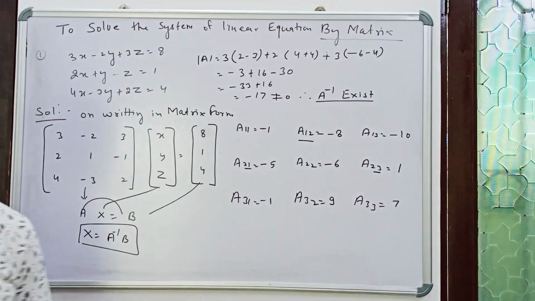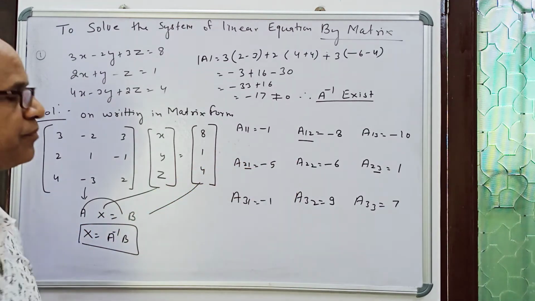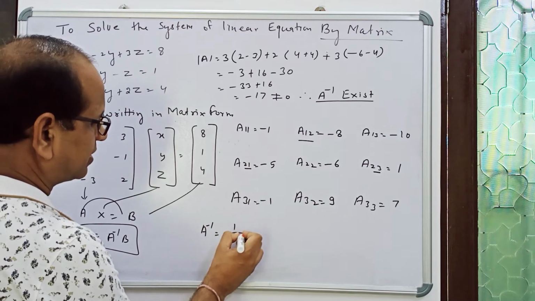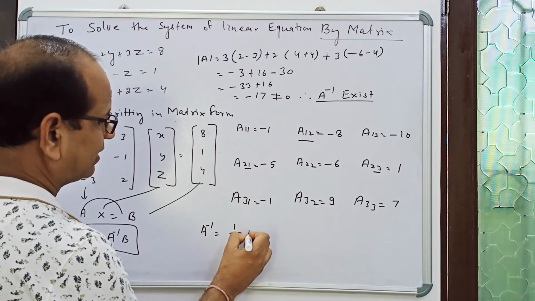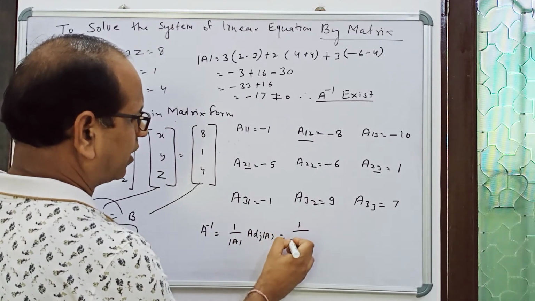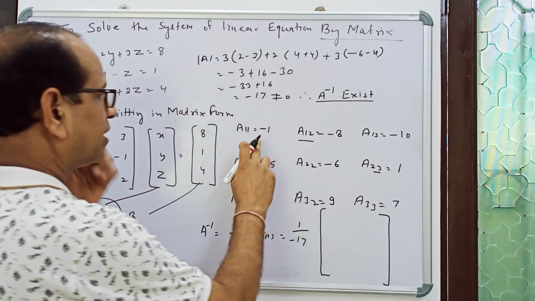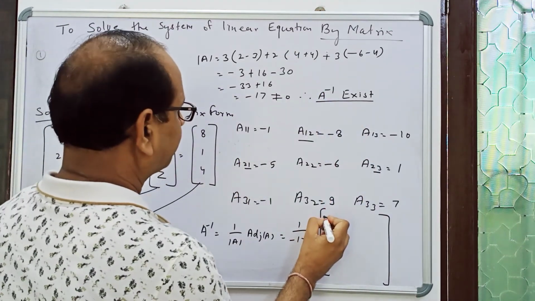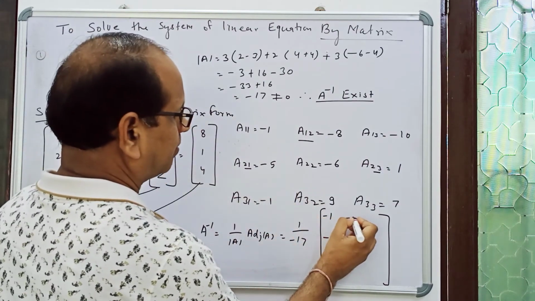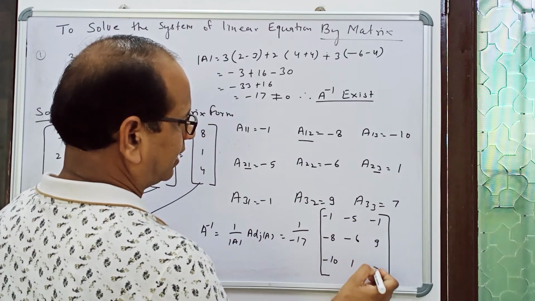So in this way we can calculate all the 9 cofactors. Now we will calculate A inverse. You know A inverse is 1 upon the determinant of A times the adjoint of A. We have already studied this part. So 1 upon minus 17, and we will write the adjoint of this. Adjoint means the first row will become the first column. So minus 1, minus 8, minus 10, minus 5, minus 6, 1, minus 1, 9 and 7.